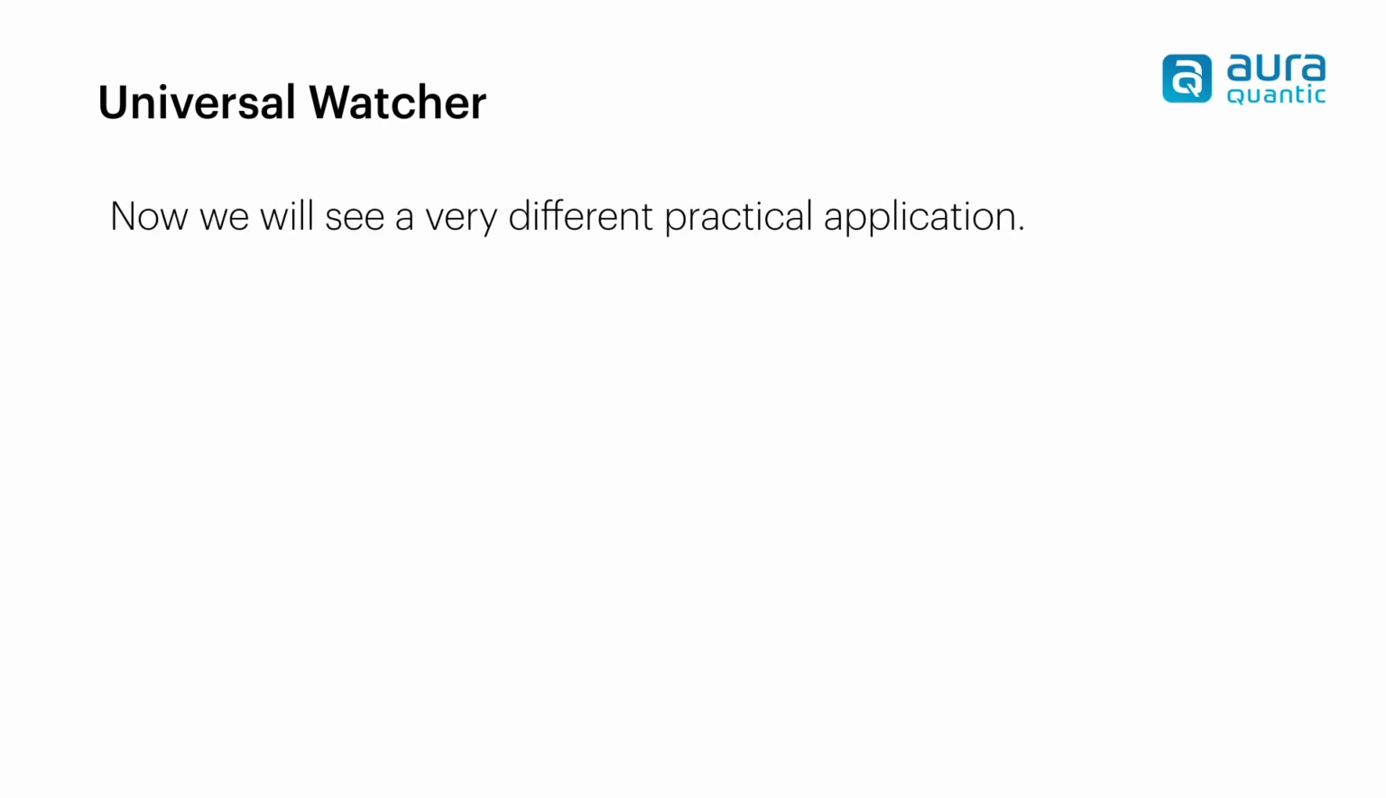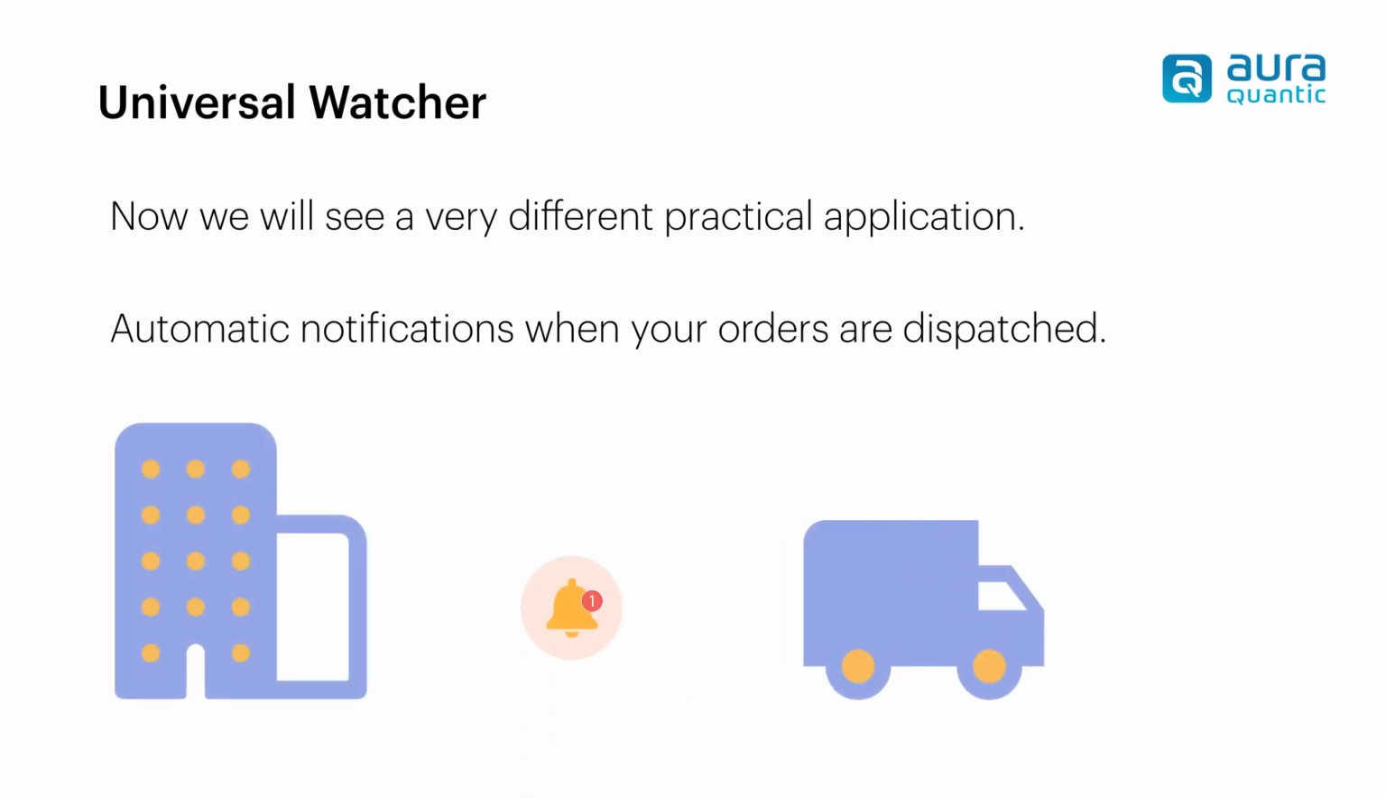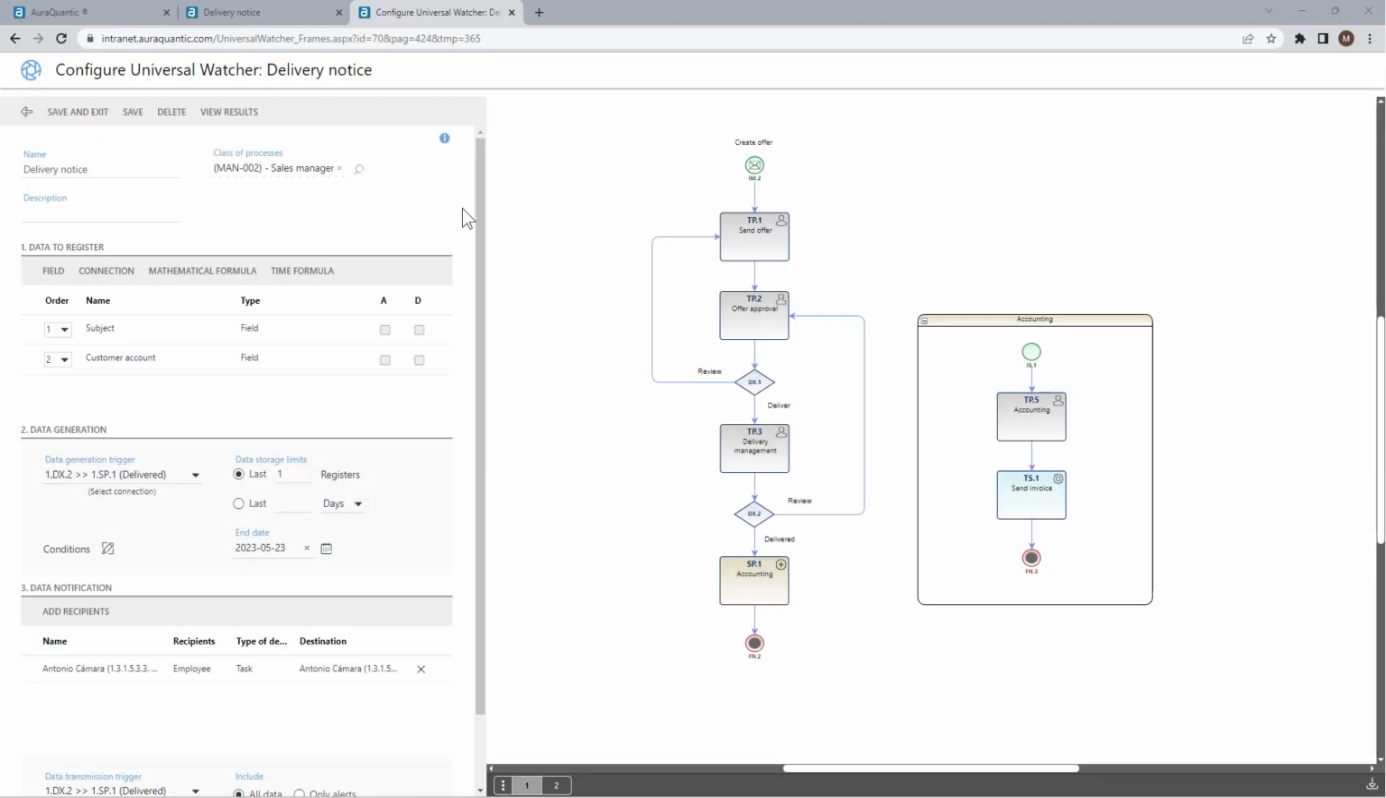In this section, we'll briefly explore another practical application that's just as simple to configure as the one we covered earlier. Suppose a sales agent wants to be notified whenever a client's order is shipped out of the warehouse, even though this requirement wasn't included in the process design. This is easy to solve. Simply navigate to the Universal Watcher list and create a new one by following these steps. Select the sales process and the data for the notification. In this case, the order reference and client.